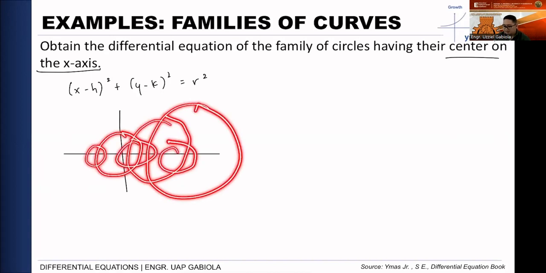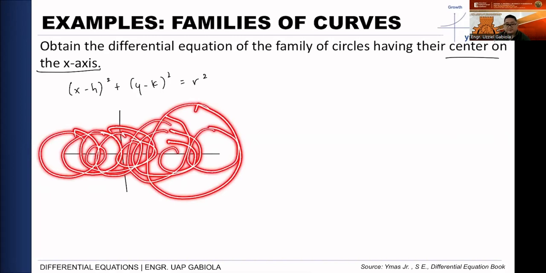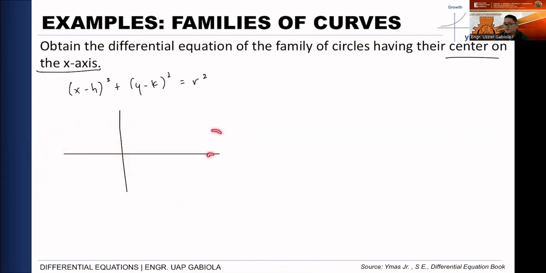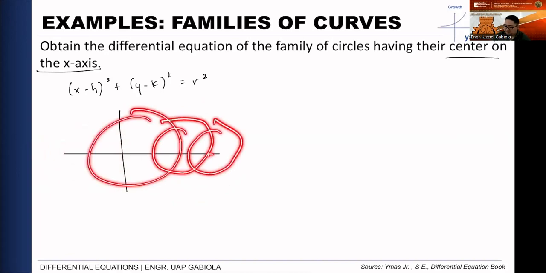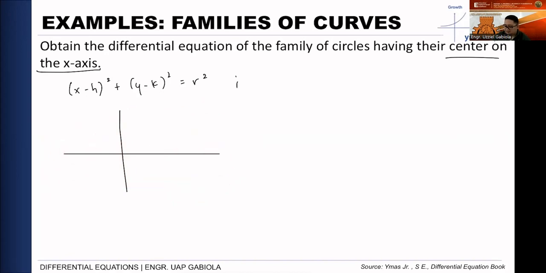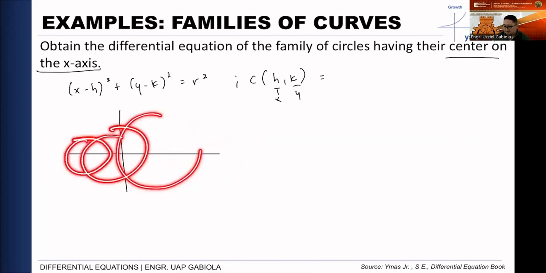Hindi siya nagbabago. So, ano ibig sabihin? Ang center natin is, ano? Anong value ng center natin? Yung h, k natin. Anong value ng h, k? So, therefore, yung center natin ay (h, k). Ito yung sa x-axis natin, ito yung sa y-axis. So, meaning, yung k natin ay 0 po. 0 siya kasi dito lang lagi yung center natin. So, ito yung mga itsura ng families of curves natin.